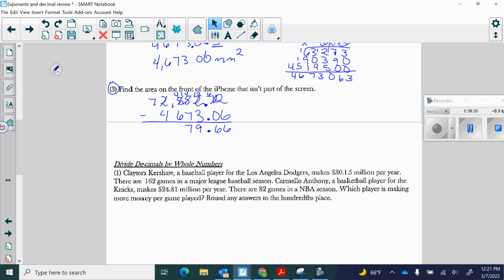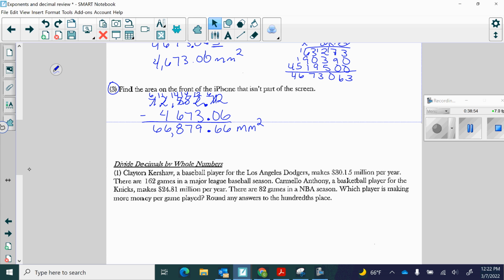4 minus 6. Can't do it. 14 minus 6 is 8. 1 minus 4. Can't do it. 11 minus 4 is 6. And bring down my 6. So I get 66,879 and 66 hundredths millimeters squared.